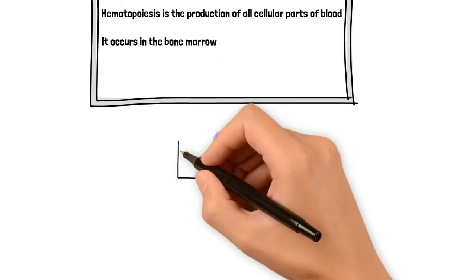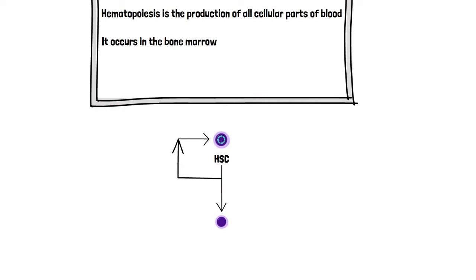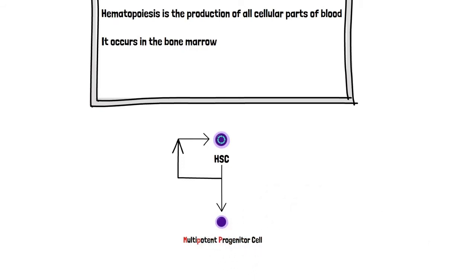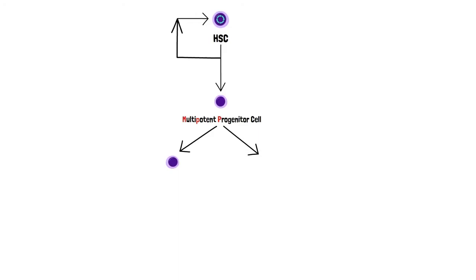When the stem cell divides, one daughter cell will go back to repopulate the stem cell pool, and one will go on to differentiate. This daughter cell can become either a myeloid precursor or a lymphoid precursor. The HSC becomes the multipotent progenitor cell, or MPP. This cell can then become a myeloid progenitor or the lymphoid progenitor.